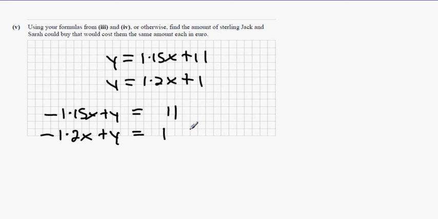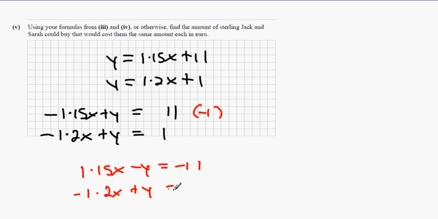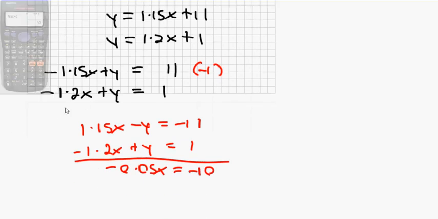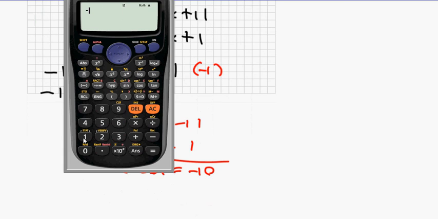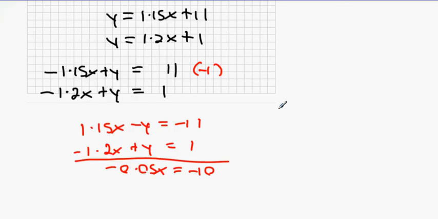Multiply the top equation by minus 1. We get 1.15x minus y equals minus 11. Then we have minus 1.2x plus y equals 1. Then we get minus 0.05x equals minus 10. So what this means is that we're going to divide minus 10 by minus 0.05. We get 200. So the x value is 200.